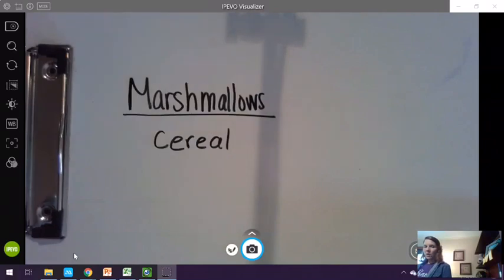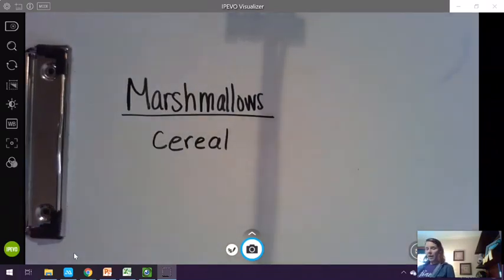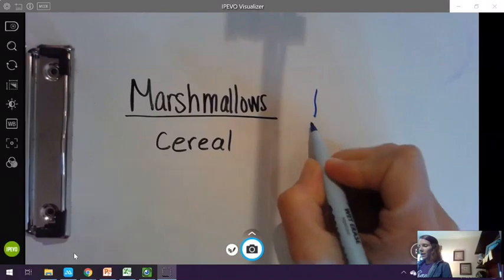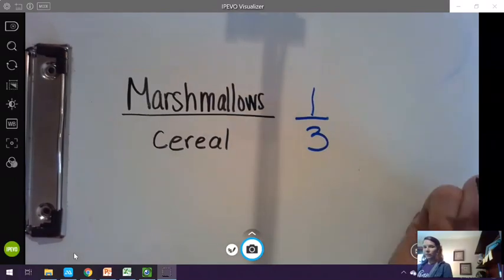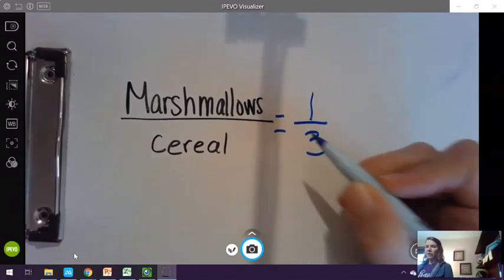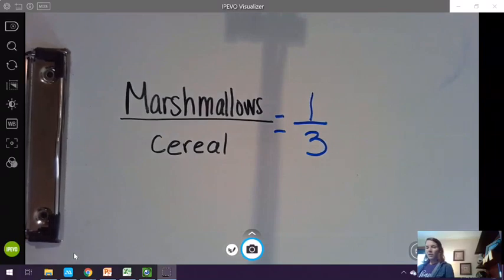So I have marshmallows over cereal is the ratio that I have. And we've already talked about that ratios look a lot like fractions and they work a lot like fractions. So my original ratio is 1 to 3. Marshmallows to cereal equals 1 to 3.